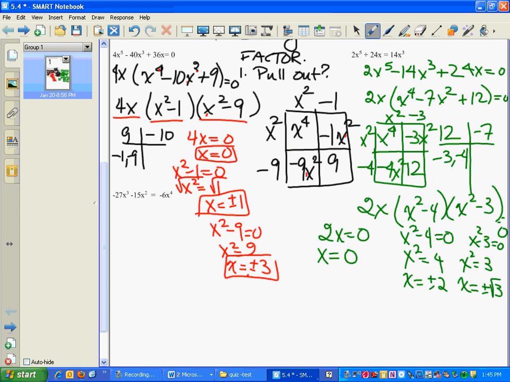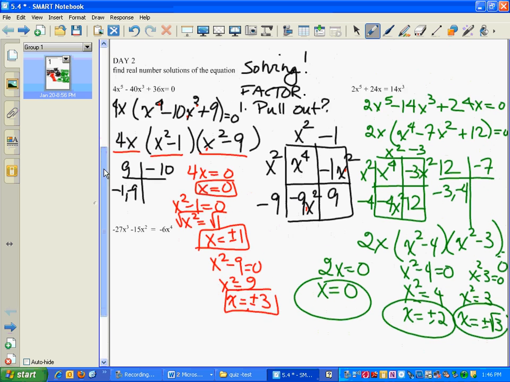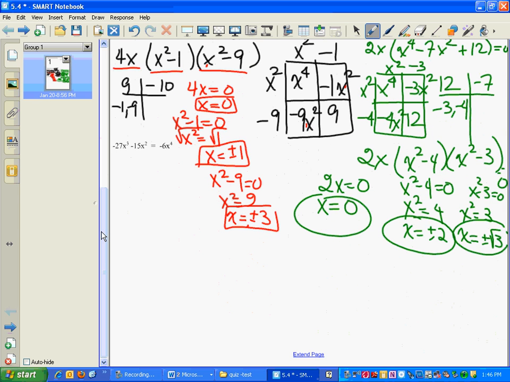Exactly. Square roots are A-okay. Yeah, because my solutions, it's asking you to solve. Because what am I asking you to do? Find the real solutions. If I wanted to graph this one, for argument's sake, where would the graph cross the x-axis? At 0, and negative 2, and plus or minus root 3.